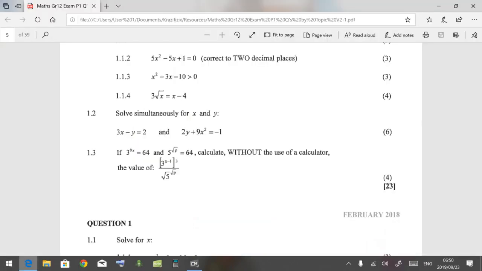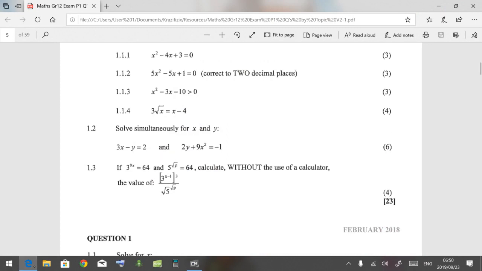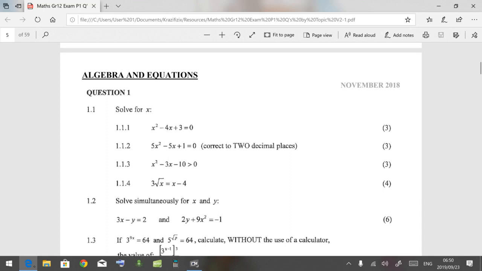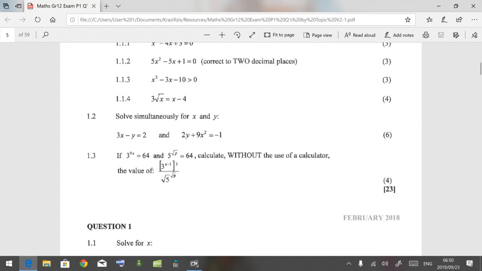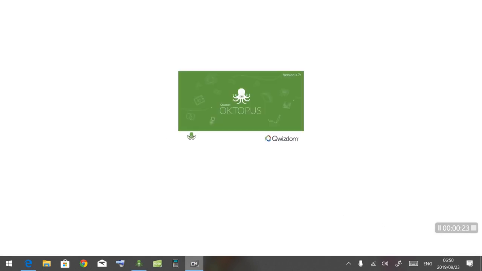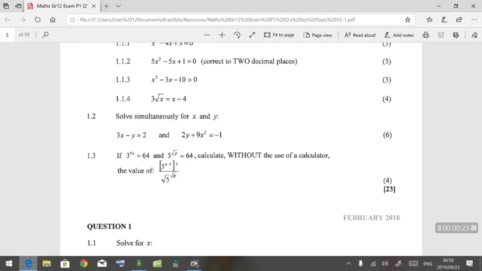Right. A few questions that were asked. All right, 1.3 November 2018. So here we are, November 2018, and question 1.3. Okay, let's deal with this question quickly. We're going to run through how to deal with this question and a few others that were asked a while ago. So we have that.